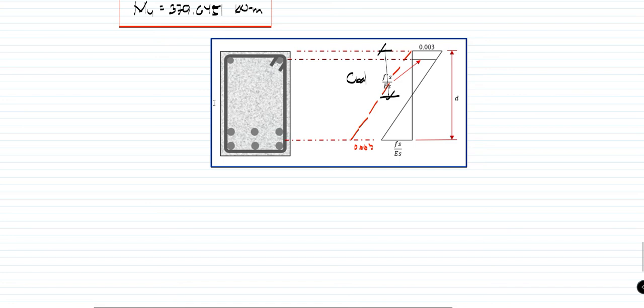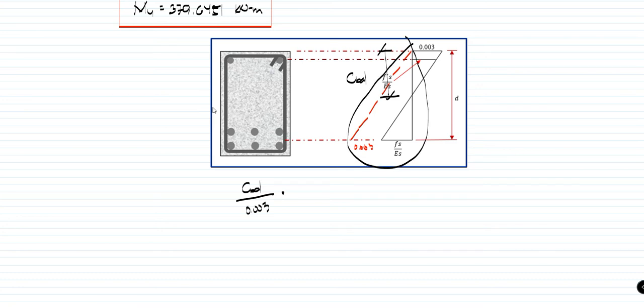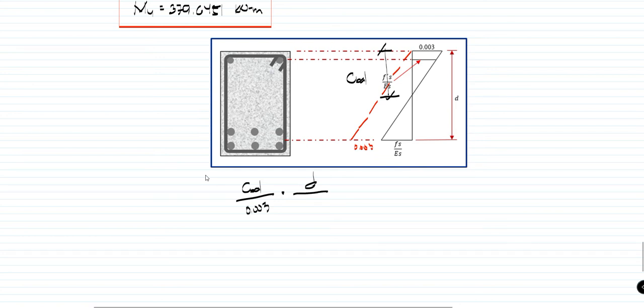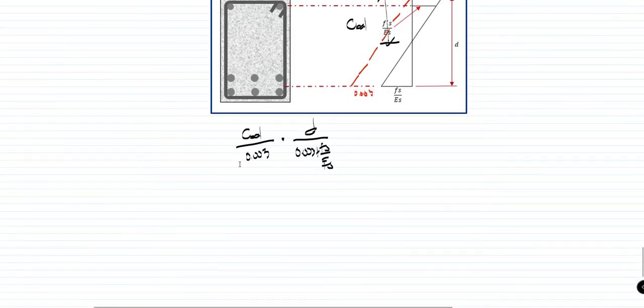So, the first triangle has a height of C balance over 0.003, equal to the height of the bigger triangle that was created, which is D, over the base, which is 0.003 plus Fs over Es. Then, after that, we have to arrange this value.